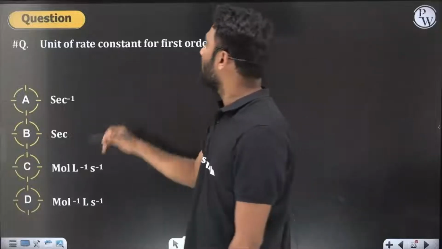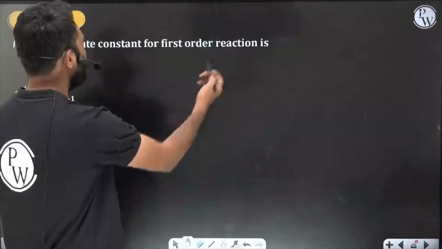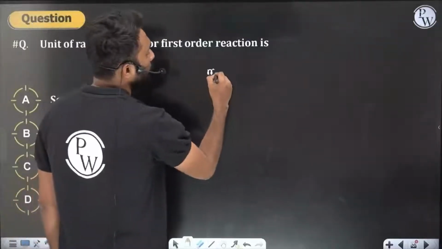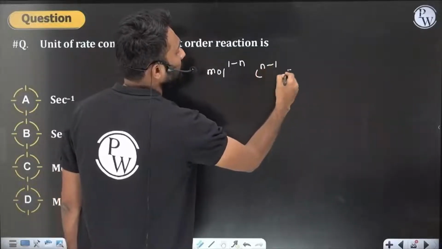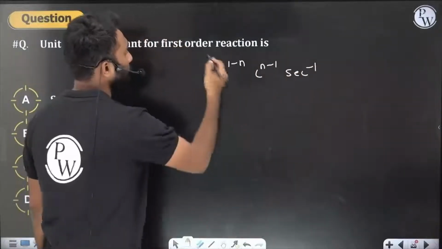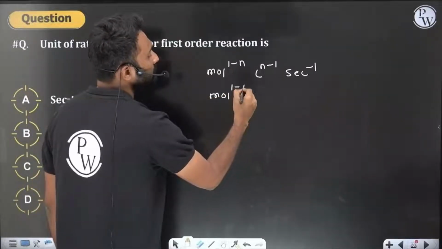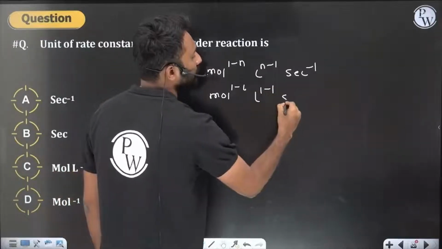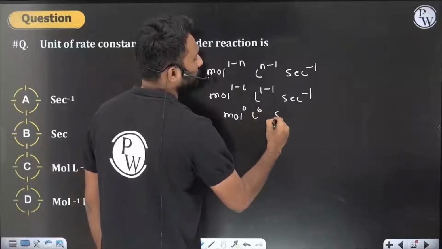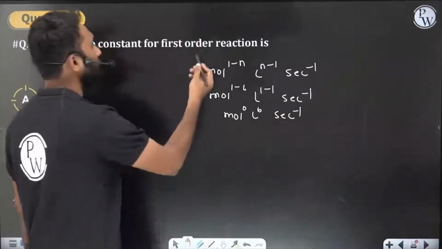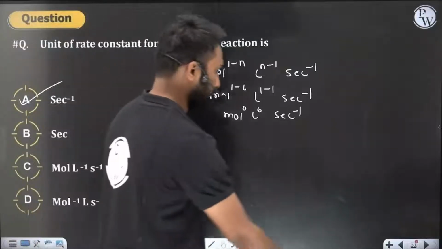The unit of rate constant of the first order reaction. Just now we have seen, right? The unit is mole to the power 1 minus n, liter to the power n minus 1, second inverse, where n is the order of the reaction. For the first order reaction, this becomes mole to the power 0, liter to the power 0, and second inverse. So the unit of the first order reaction is second inverse. Okay, next.